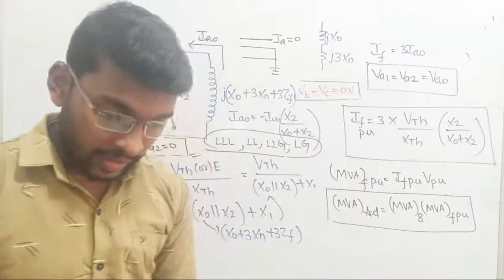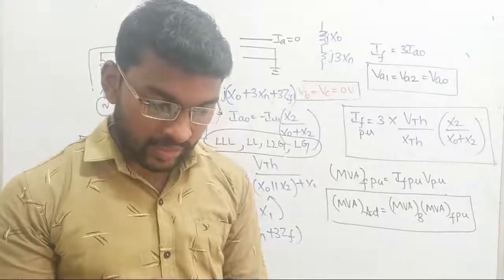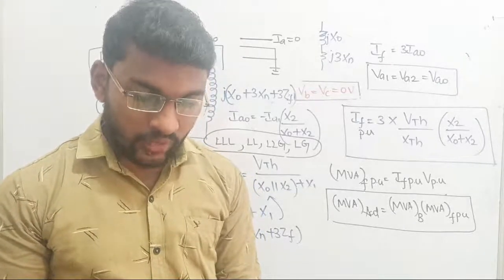Okay. In a three-phase RYB system, right? When a short circuit occurs between the R and Y phase wires, the fault current being 100 ampere.